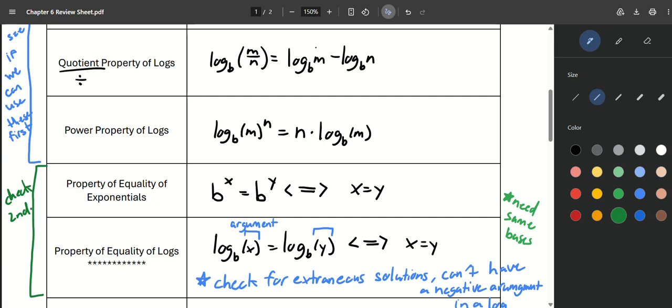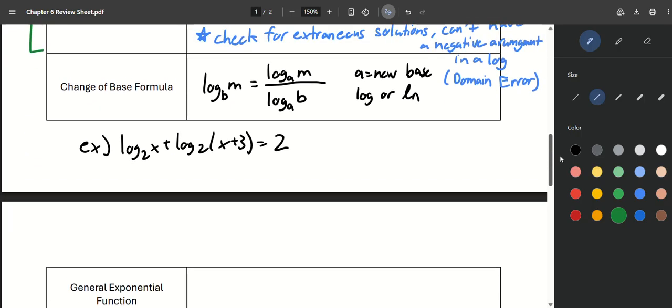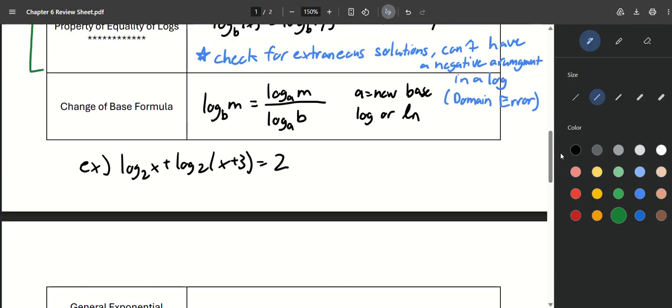What's up, Glenn? Okay. So when we were solving this, what did we do first? Yep. So we used the product property first. So we had log base 2 of x plus 3 equals 2.